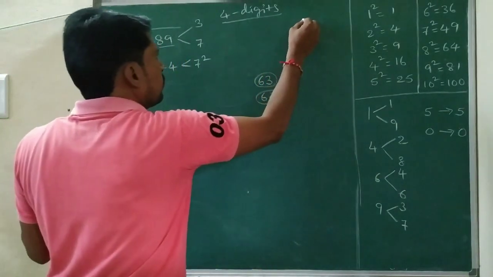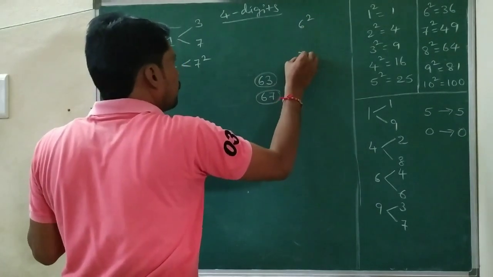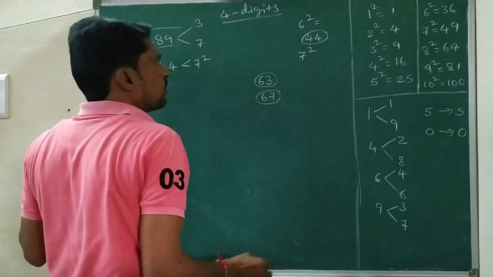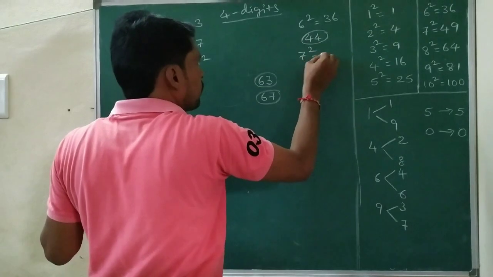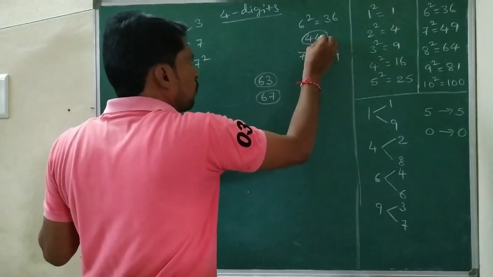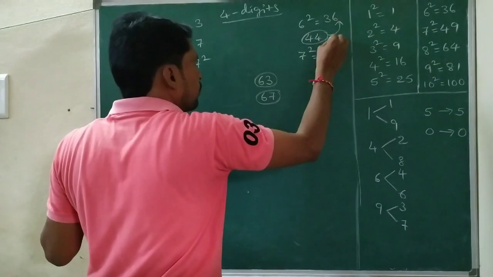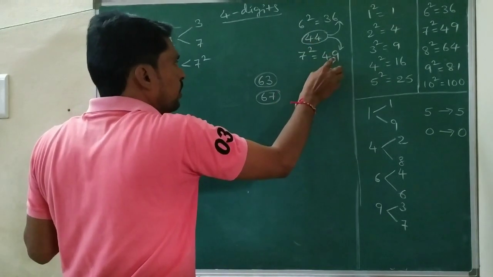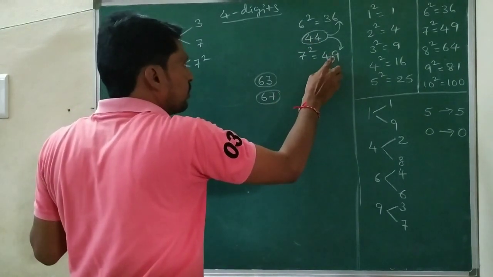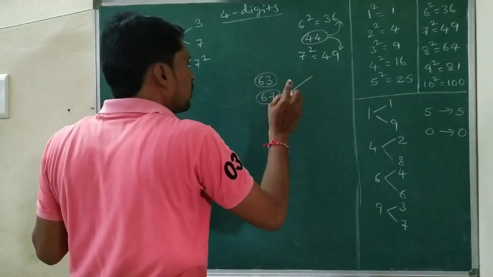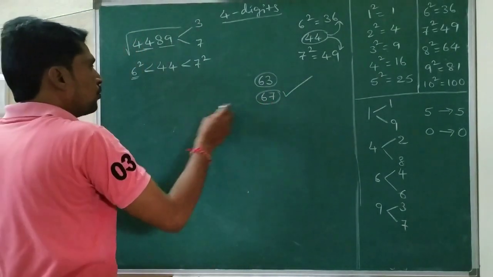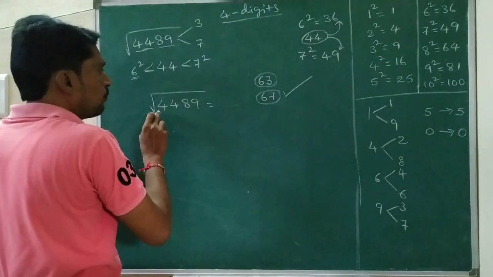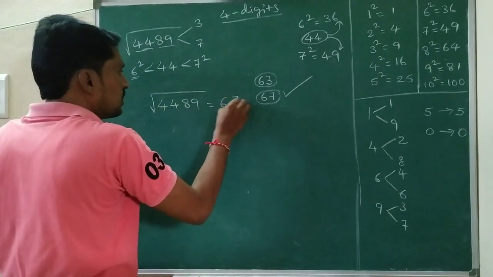Now take 6 square and 7 square, with the middle number 44 as it is. 6 square means 36, 7 square means 49. Is 44 nearer to 36 or to 49? 44 is very close to 49, which is the greater number. So the greater number is the square root value of the given number, which means the square root of 4489 is 67.